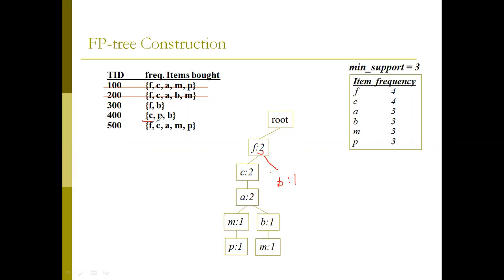After that, CPB. So we didn't have any previous node. C is the node, right? So that's why we have attached this. C is the root node. Okay, this is C. From C to P, and P to B.